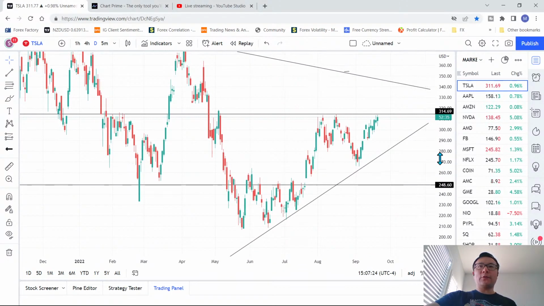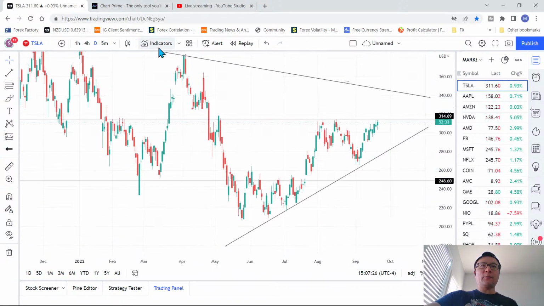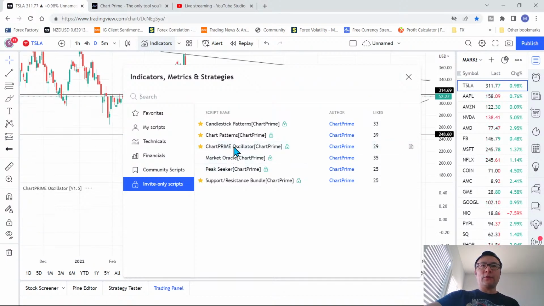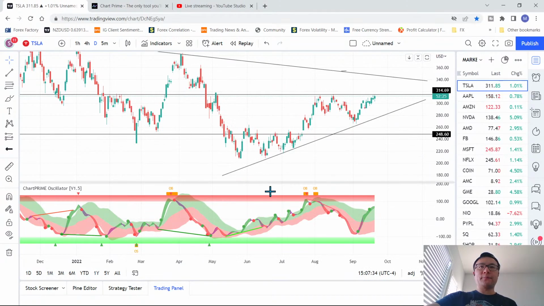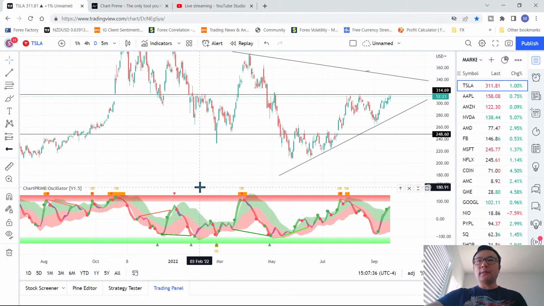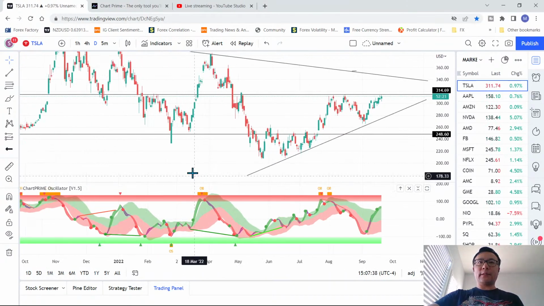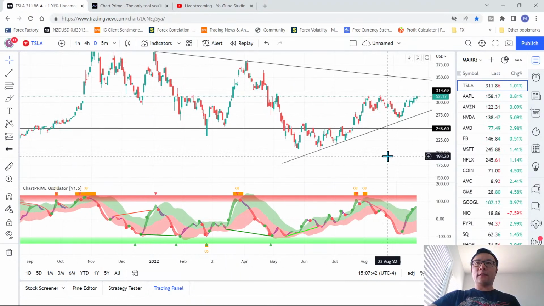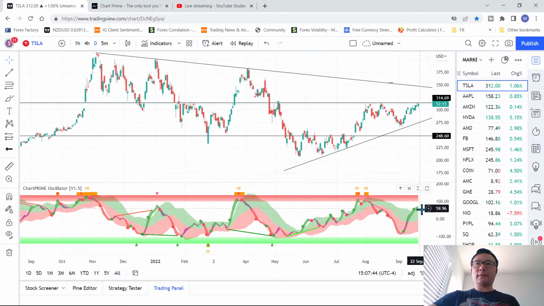So what I do is I'm going to utilize Chart Prime's indicators to give me some confirmation. Now, I'm going to use this Chart Prime oscillator. The oscillator is essentially giving me some market timing. It's a market timing indicator. And what I'm looking for specifically is these red dots and these green dots.